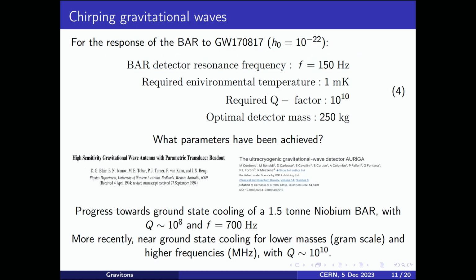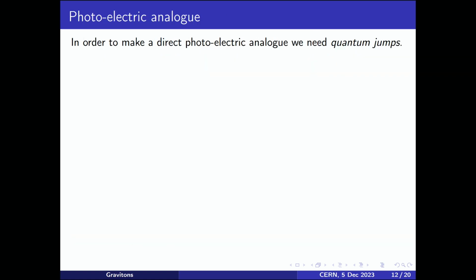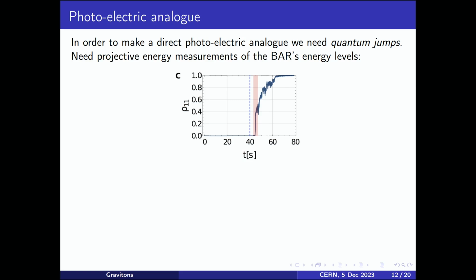So that's exciting, but one thing I'm neglecting to mention is that to really make a gravitational analog of the photoelectric effect, it's not enough just to detect a gravitational wave. You really need quantum sensing or quantum jumps between discrete energy levels of the Weber bar. So here, Srinath, my collaborator on this project, who is also in the audience, simulated the continuous measurement of the energy levels of a Weber bar, say a ground state cooled Weber bar, and in the red window there we've got a 4.4 second chirping gravitational wave pulse incident on the bar.